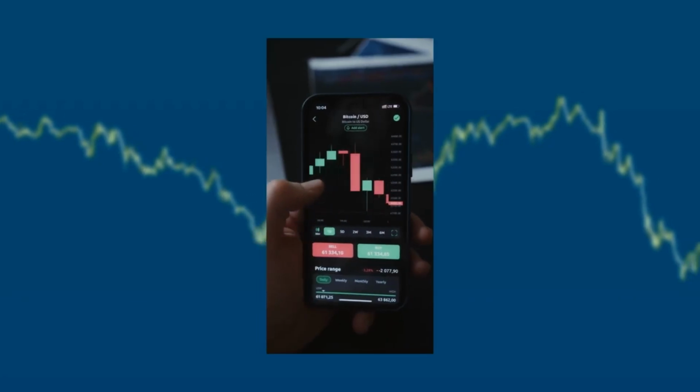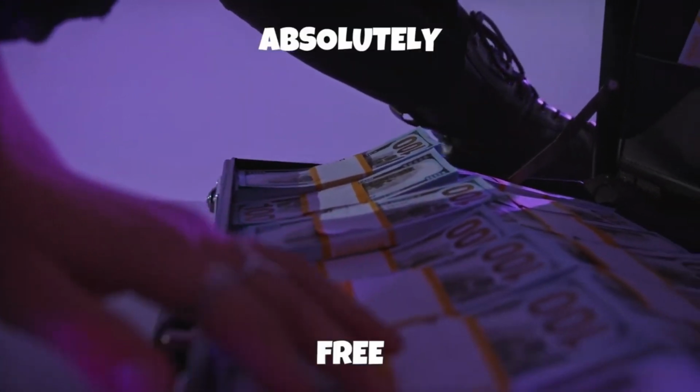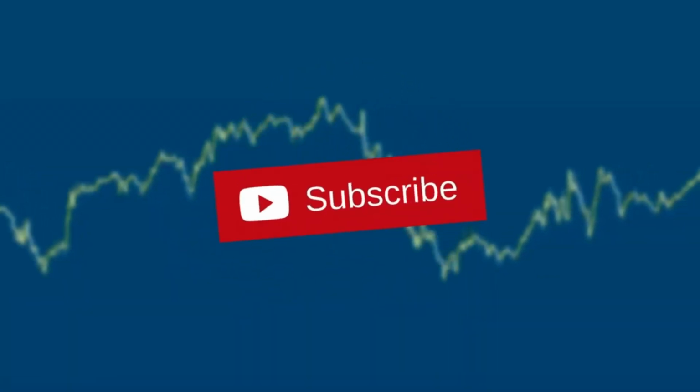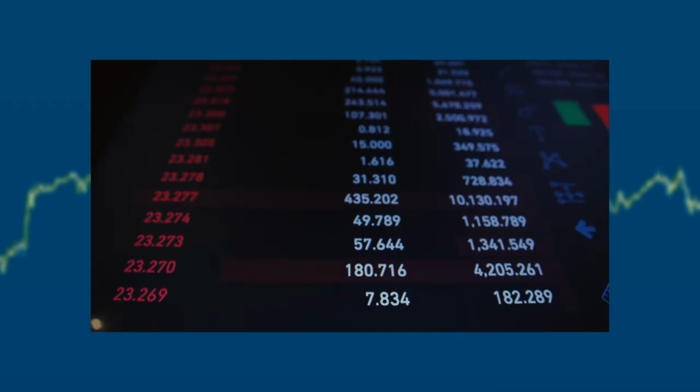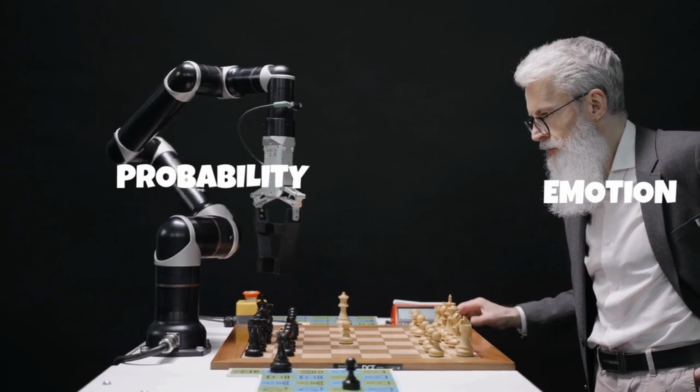I am about to show you a very cool strategy that uses two indicators and price action to make you money, and the best part is it's absolutely free. Make sure you watch the entire video so you see exactly where I get these indicators from, and most importantly, exactly how I use price action to enter trades and to determine probability.